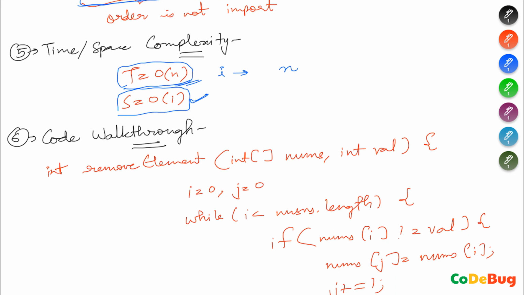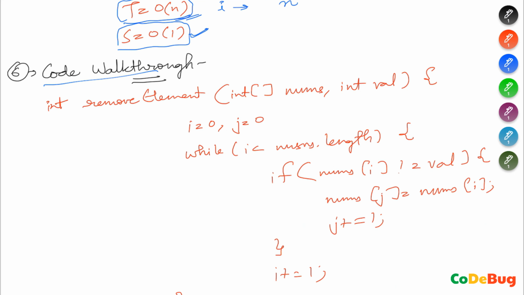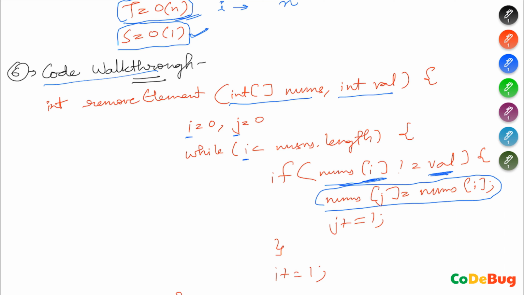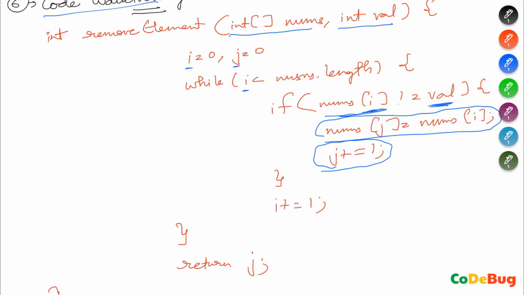Now let's go through the code walkthrough for this. So what we have with us is an input array nums and a value val that we want to delete. As we said, we'll keep 2 pointers, i and j. i will run through the entire length of the array. And we said if the value at index i in nums is not equal to val, then we'll place it at index j and we'll increment the index j by 1. And we will always increment our index i by 1.